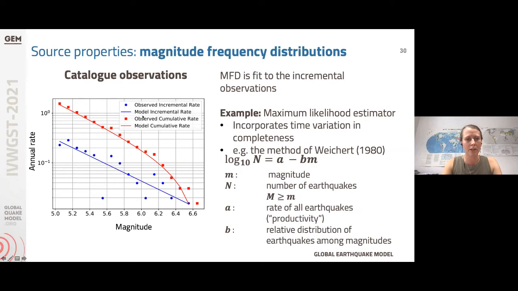The curve is fit to the incremental magnitudes, and so those are the ones shown in the blue line here. And there is more weight given to the magnitude bins that have more earthquakes available to constrain the rates. These are considered more robust rates.